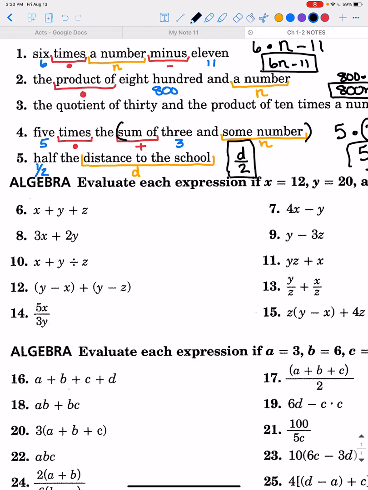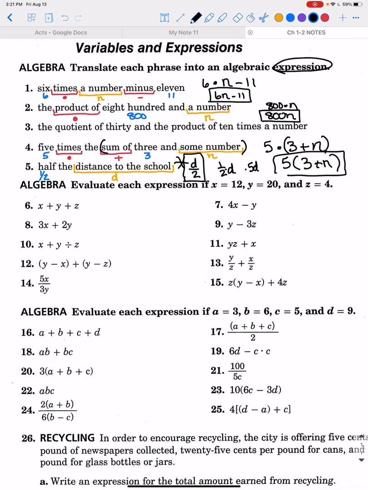You could also write it 1/2 times the distance to school, or you could write it 0.5 times the distance to school. Those all mean the same thing. Okay, distance divided by 2, multiplying distance by half is the same as dividing it by 2, and then multiplying it times 0.5. But this one right here is probably the preferred way you should write it. Okay? All right, moving on to the bottom.